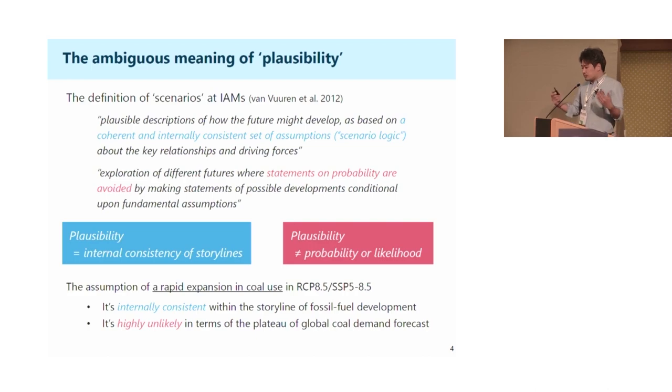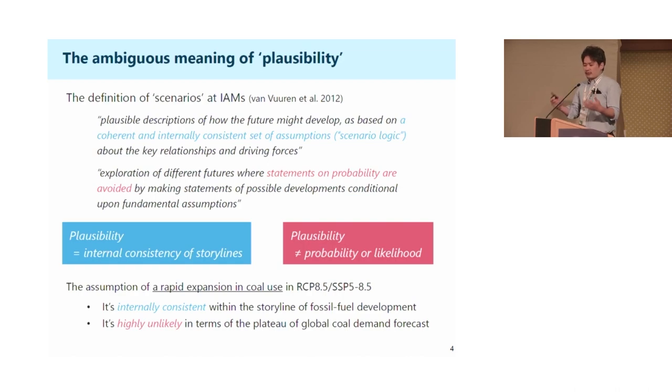And so then we come down to the question about what "possibilities" means, and I think the definition of scenarios in the IAM community is a little bit ambiguous. They define a scenario as a possible description of how the future might develop, based on a coherent and internally consistent set of assumptions about the key relationships and driving forces, but without claiming any probabilities or likelihood.